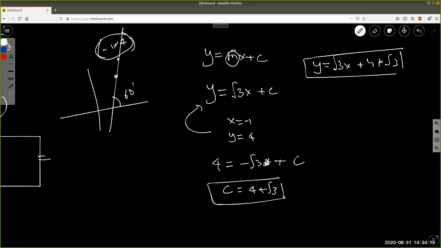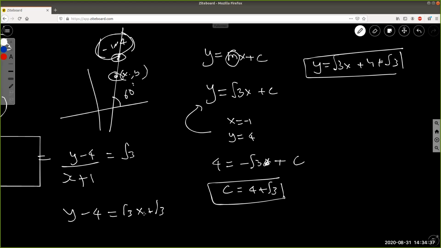Fine. You could have also done it by this method: let the point be (x, y). Now the slope between these two points, (-1, 4) and (x, y), is √3, right? So (y - 4) by (x minus -1, which is x + 1) is equal to √3. Understood? So y - 4 is √3x plus √3, and then 4 just had to be taken to that side. Okay, that's done, everyone understood this.